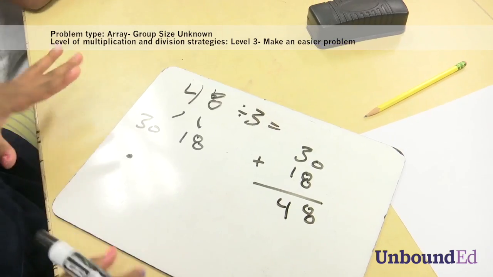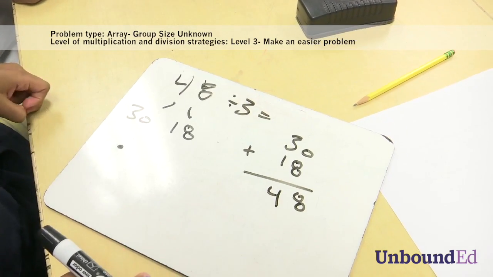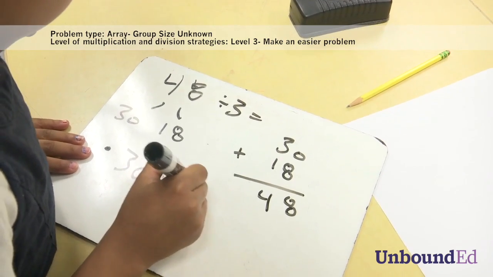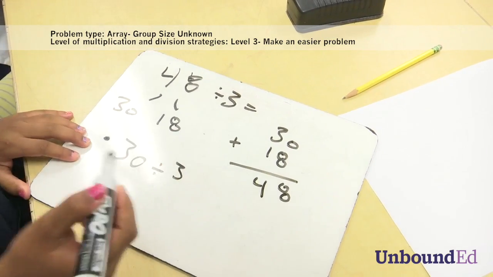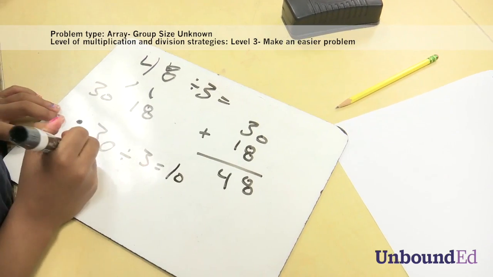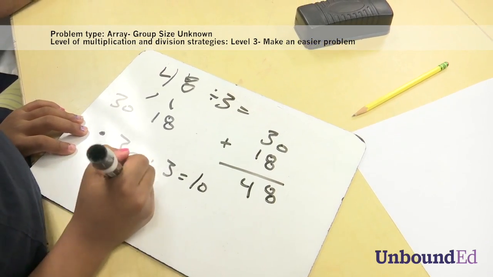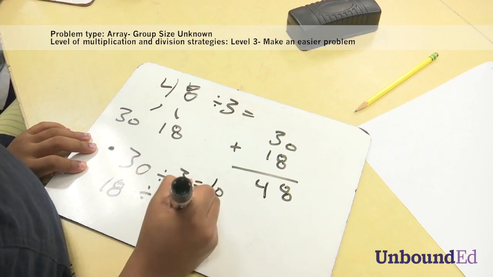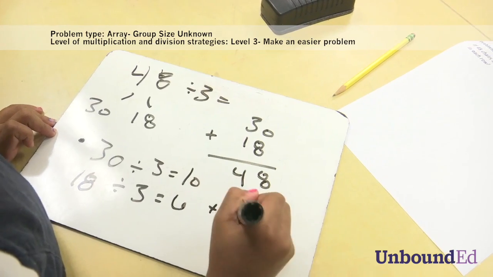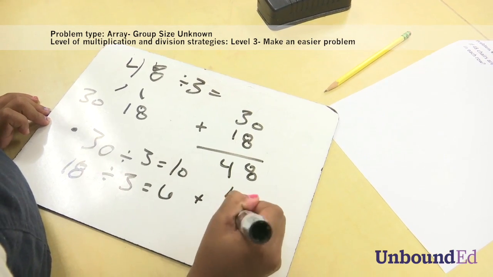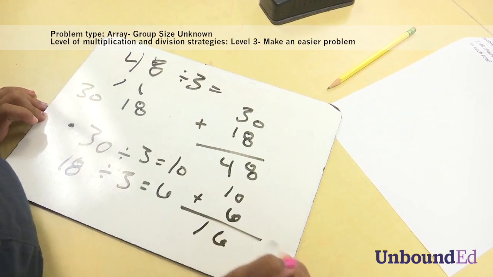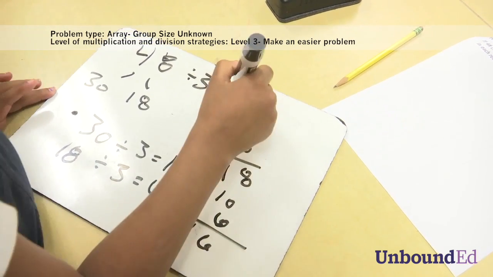I just want to make sure that it's still 48. So I'm going to do 30 divided by 3 from the number of equal rows. And that equals 10. And I did 18 divided by 3 equals 6. And I'm going to add 10 and the 6. And because it's still one number, just decomposed into 2 smaller ones, I get my answer.